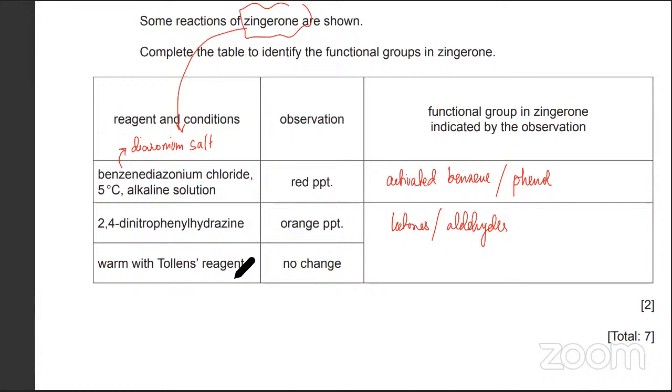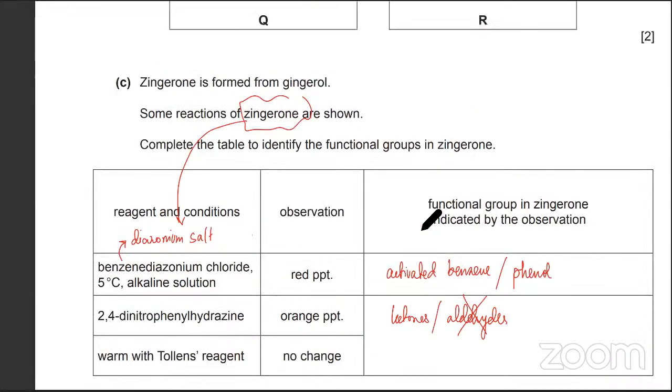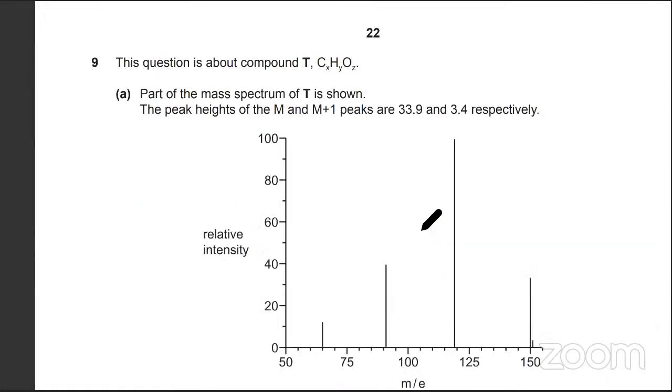So with Tollens' reagent, there's no change. So which one is not present? Aldehydes are not present, because aldehydes will give a silver mirror and a black precipitate. So the answer to this one is ketone. So it's just a 2-mark question. So this would be ketone. So that was not really that difficult.